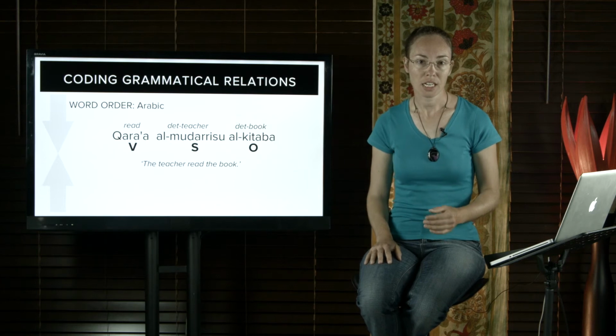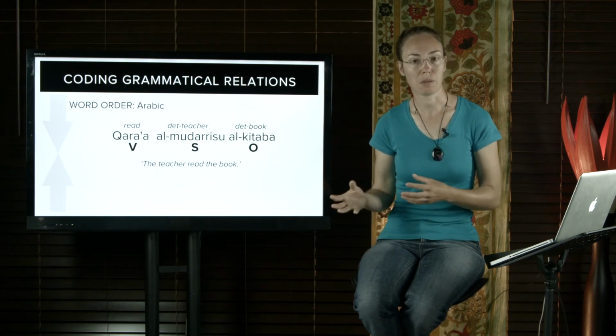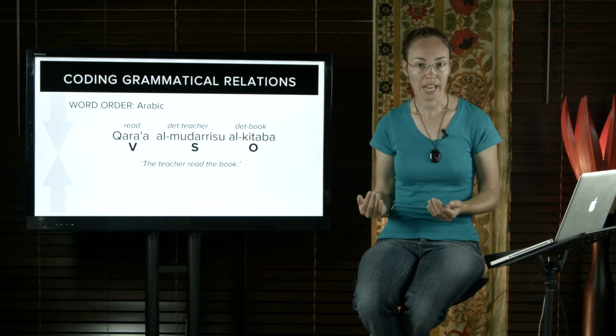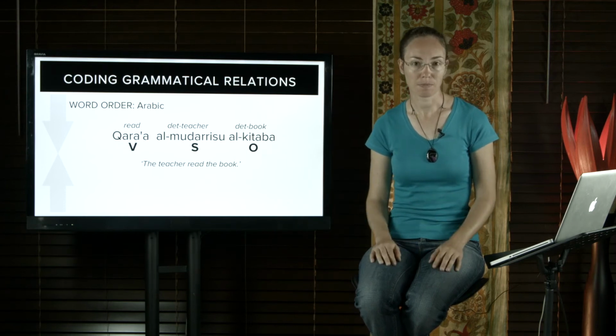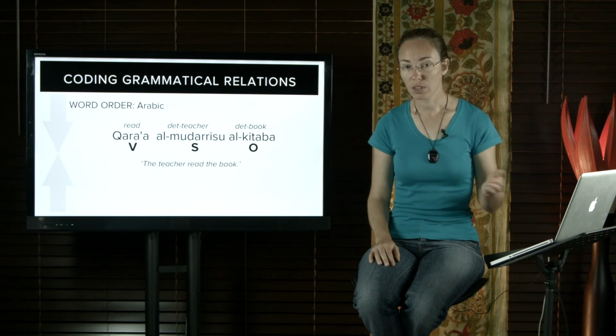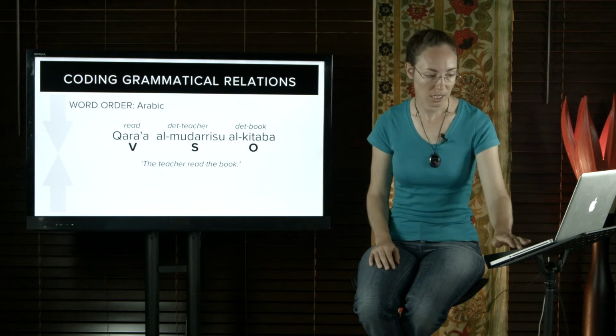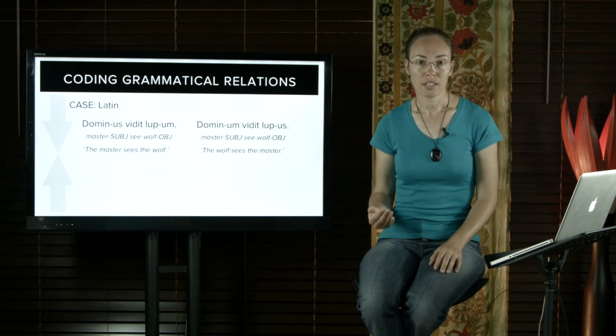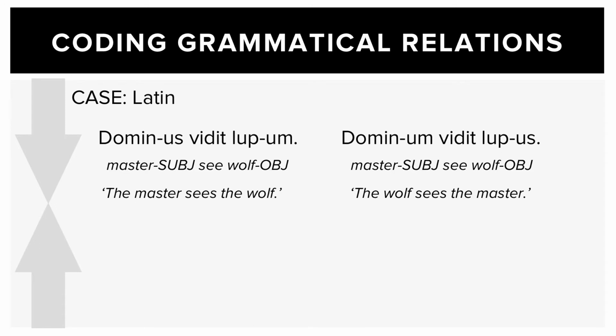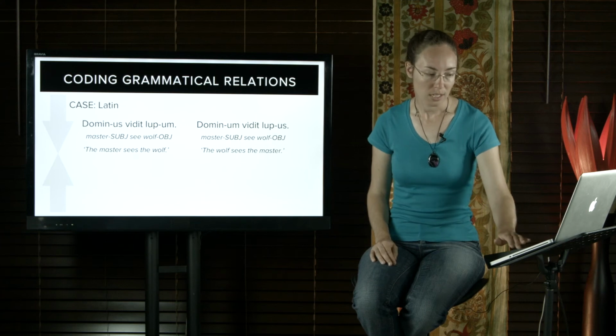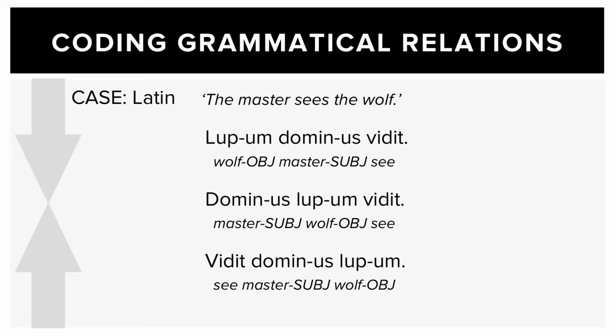Case involves attaching an affix or an adposition, that is a preposition or a postposition, to the noun to tell us its grammatical relation. In Latin, it doesn't matter what order the nouns are in. Instead, the nouns have a suffix that tells us their grammatical relation. The noun that is the subject has the case marker us. The noun that is the object has the case marker um. All of these sentences here mean the master sees the wolf in Latin, and it doesn't matter that the word order is switched as long as the case markers are correct and the meaning is clear.